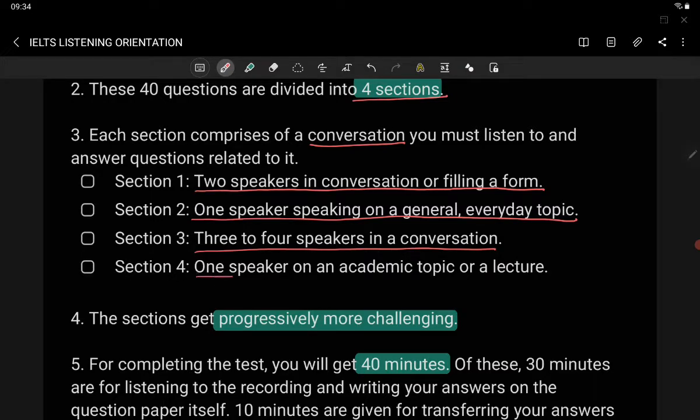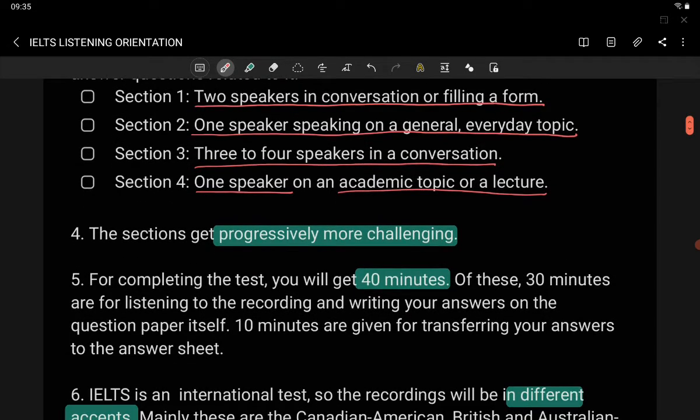Section 4 is one speaker on an academic topic or a lecture. So, over here in the last section, one person will be speaking, and it can be a documentary or a lecture where you will hear one voice and they're talking about a specialized subject. All right. As I've just discussed, the sections get progressively more challenging, which means section 1 might be the easiest, and then section 4 will be the most difficult. So you will keep progressing to more challenging sections.